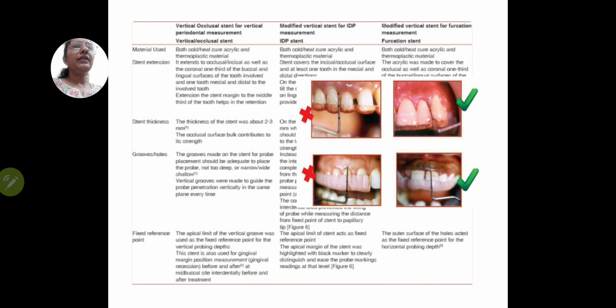The apical limit of the vertical groove is used as the fixed reference point for the vertical probing depth, and this stent is used for gingival margin position measurement, at the mid buccal site and interdentally, before and after the treatment.